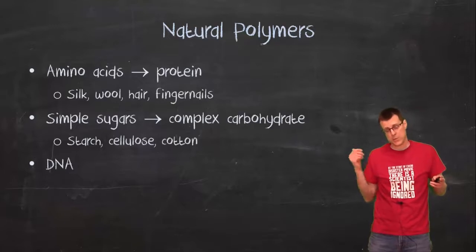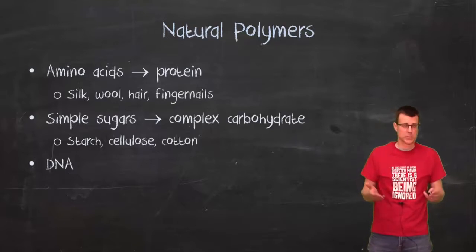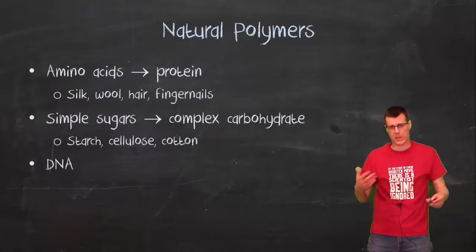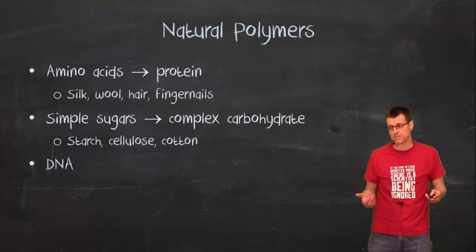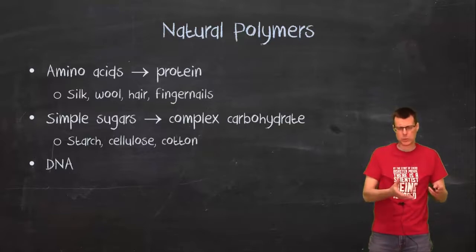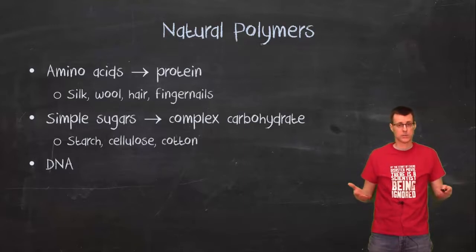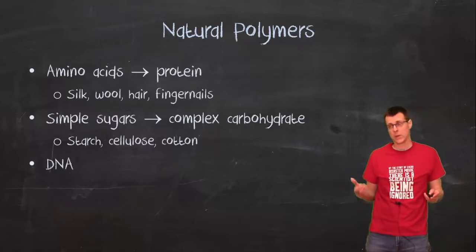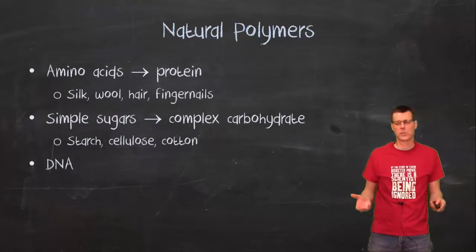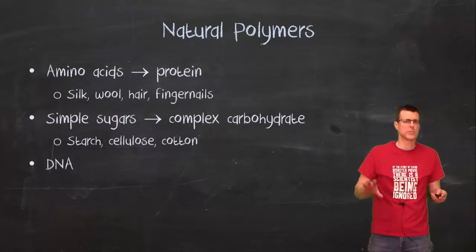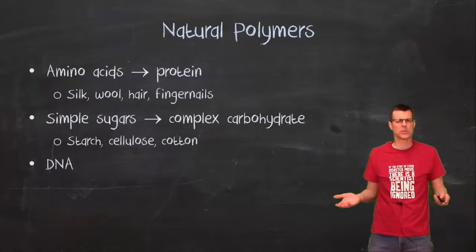So to look at some natural polymers that you're already probably familiar with, we have these. Amino acids make up proteins. Proteins we know to be found in things like silk or hair or fingernails or muscle tissue, anything that's made of proteins. Simple sugars like glucose can be linked together in a long chain of complex carbohydrate, commonly being things like starch or plant fiber, which is mostly cellulose. And if you took biology, you're familiar with those. If you did not take biology, then you've probably heard of starch.